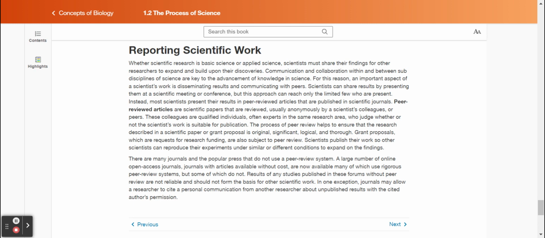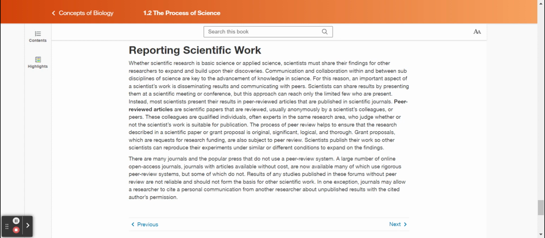Scientists can share results by presenting them at a scientific meeting or conference, but this approach can reach only the limited few who are present. Instead, most scientists present their results in peer-reviewed articles that are published in scientific journals. Peer-reviewed articles are scientific papers that are reviewed, usually anonymously by a scientist's colleagues or peers.